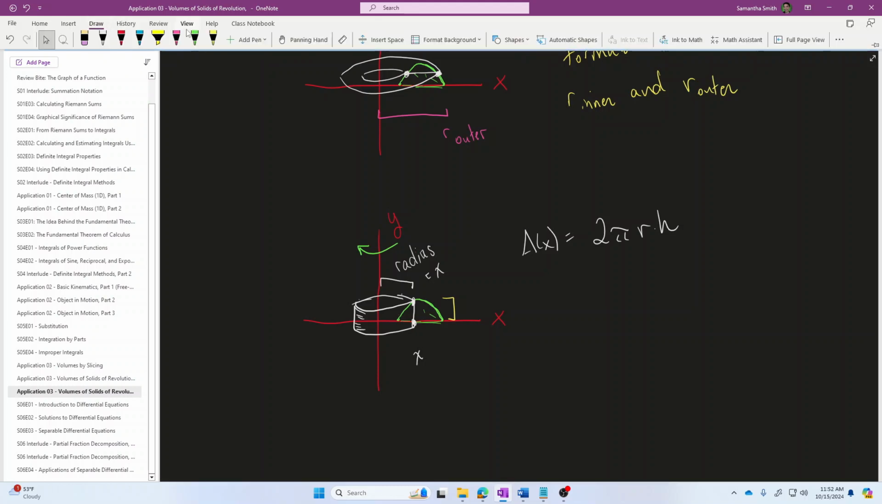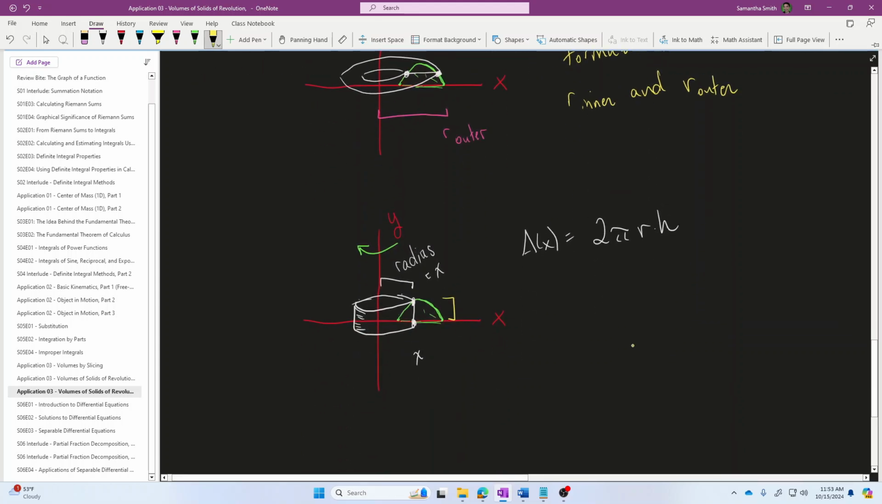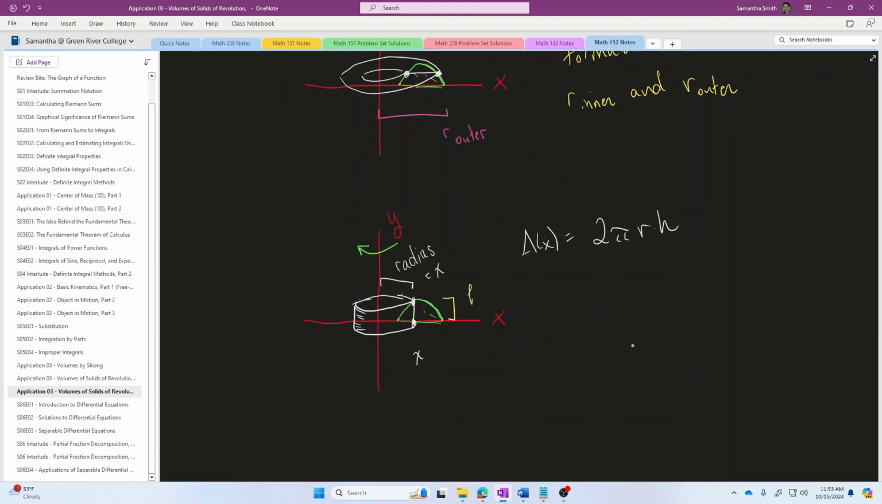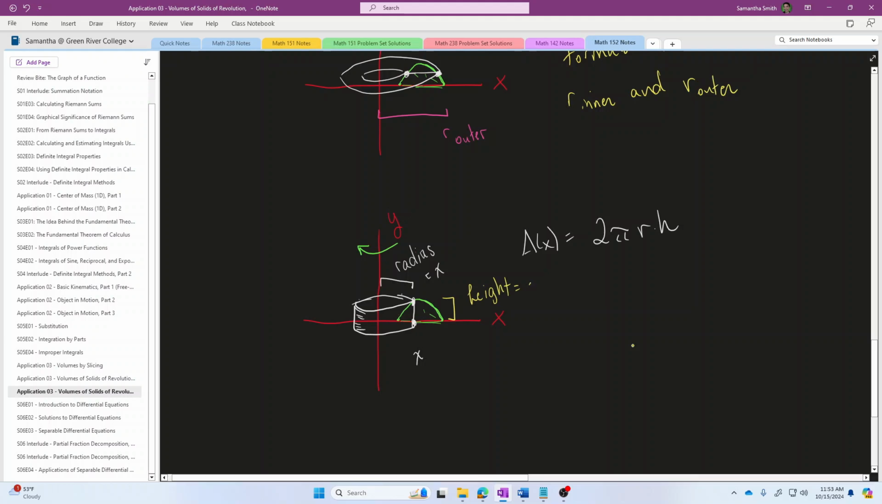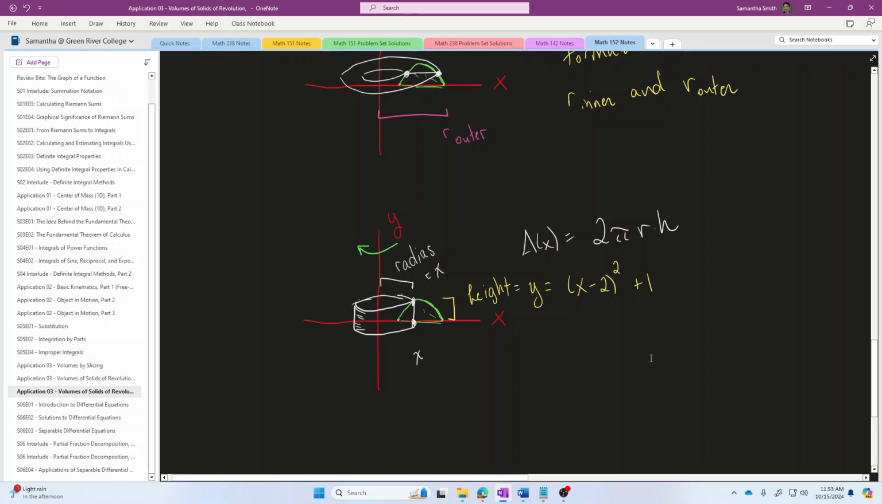And once again, we see that the height of this cylinder is extending from this base of the region down here at y equals 0 up to the top of the region, which is formed by our parabola, y equals this guy right here. So it looks like the height is an exact match to our y coordinate in this case, which as a function of x would be (x minus 2) squared plus 1.